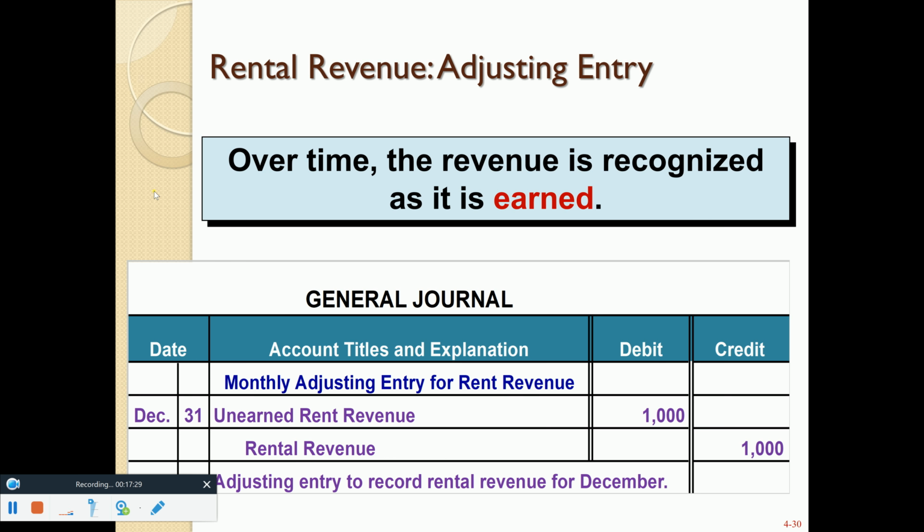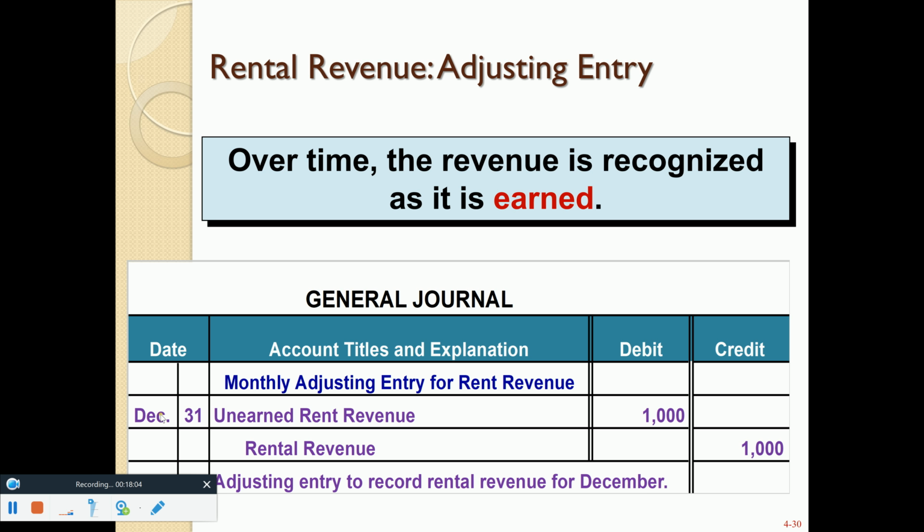That is a debt. We owe that back to them until we earn it. And so over time, that liability becomes earned. And so 1 month goes by. So on December 31st, we need to record an adjusting entry to reduce that liability. Liabilities get reduced with debits. So we'll reduce that by 1/3 of the $3,000 because it was a 3-month contract, or $1,000.